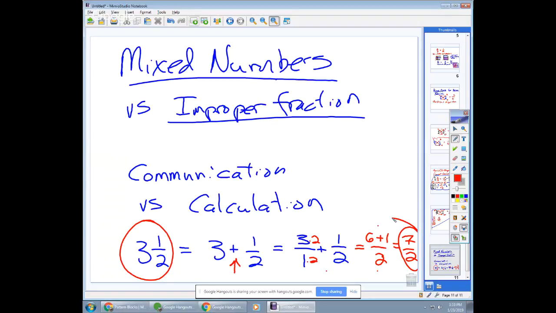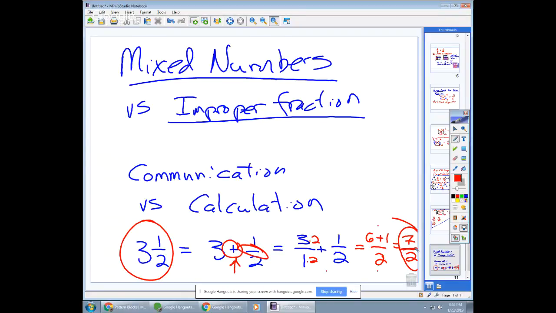And then the other thing is, it turns out mixed numbers are just a pain to calculate with. It doesn't matter whether you're adding, subtracting, multiplying, dividing, they're nasty. Why? Because they're mixing addition and division in the same number. Whereas an improper fraction is just a very simple fraction. It's just division. So we'll do some examples of calculations with a mixed number versus calculations with an improper fraction.